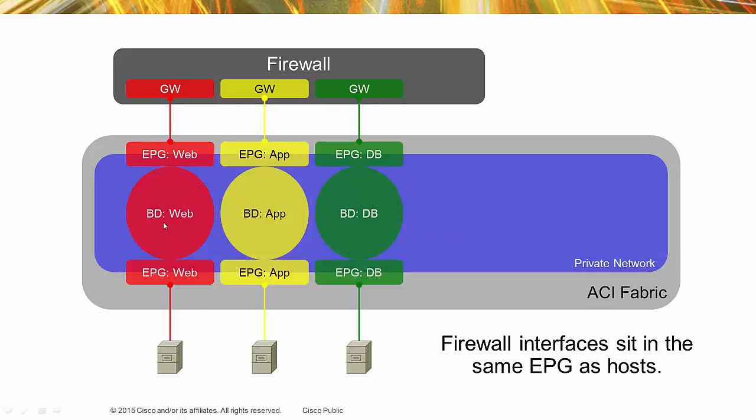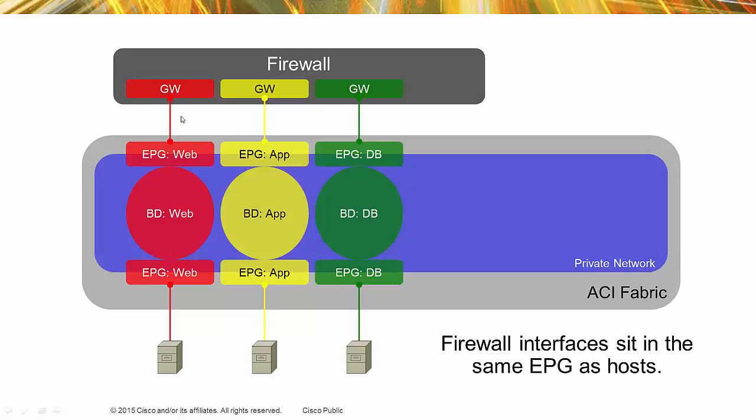So that's what it says. We have an EPG web where we have our physical server connected, which in turn is connected to our bridge domain web, which is our layer 2 boundary. And within that EPG, we connected this firewall, and this is called a layer 2 extension or an EPG extension.